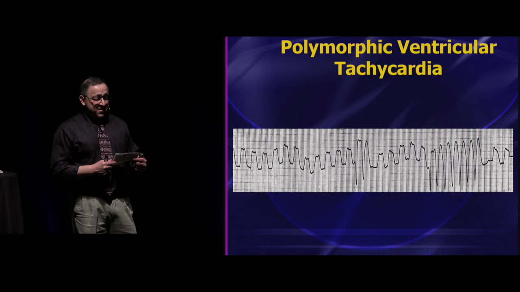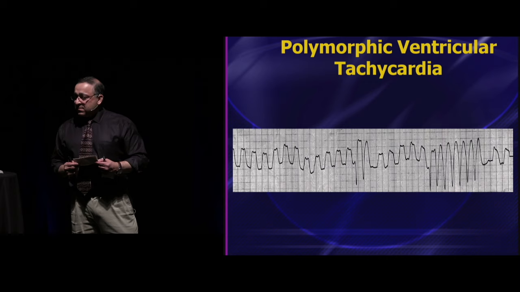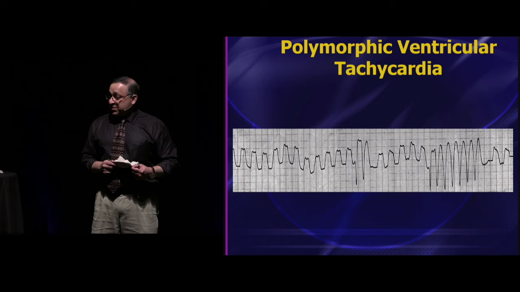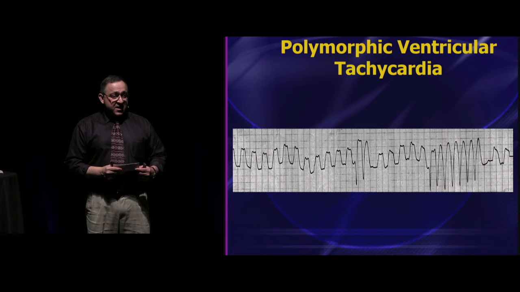Well, I probably ought to put them on something to prevent them from going back into it. What are you going to put them on? It's got to be magnesium. And in fact, if you use amio or procainamide, what will those do to the prolonged QT? They'll make it worse, and you put them right back into torsade. We've done that, all right?